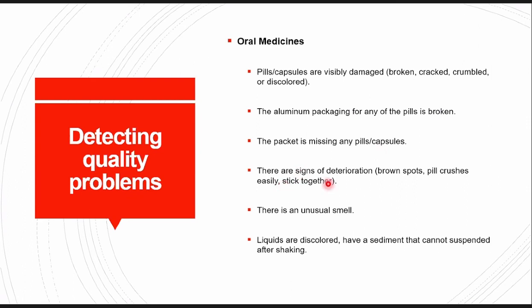And then for detecting deterioration, like tablets, you have to check if there are spots on the tablet surface, or the tablets are crumbling easily, or if they are sticking together. Or in some instances, there will be an unusual smell, like aminophylline or aspirin. And then liquids, check if they are discoloring, check if there's a sediment, if the suspension is not suspending, there's a sediment at the bottom.